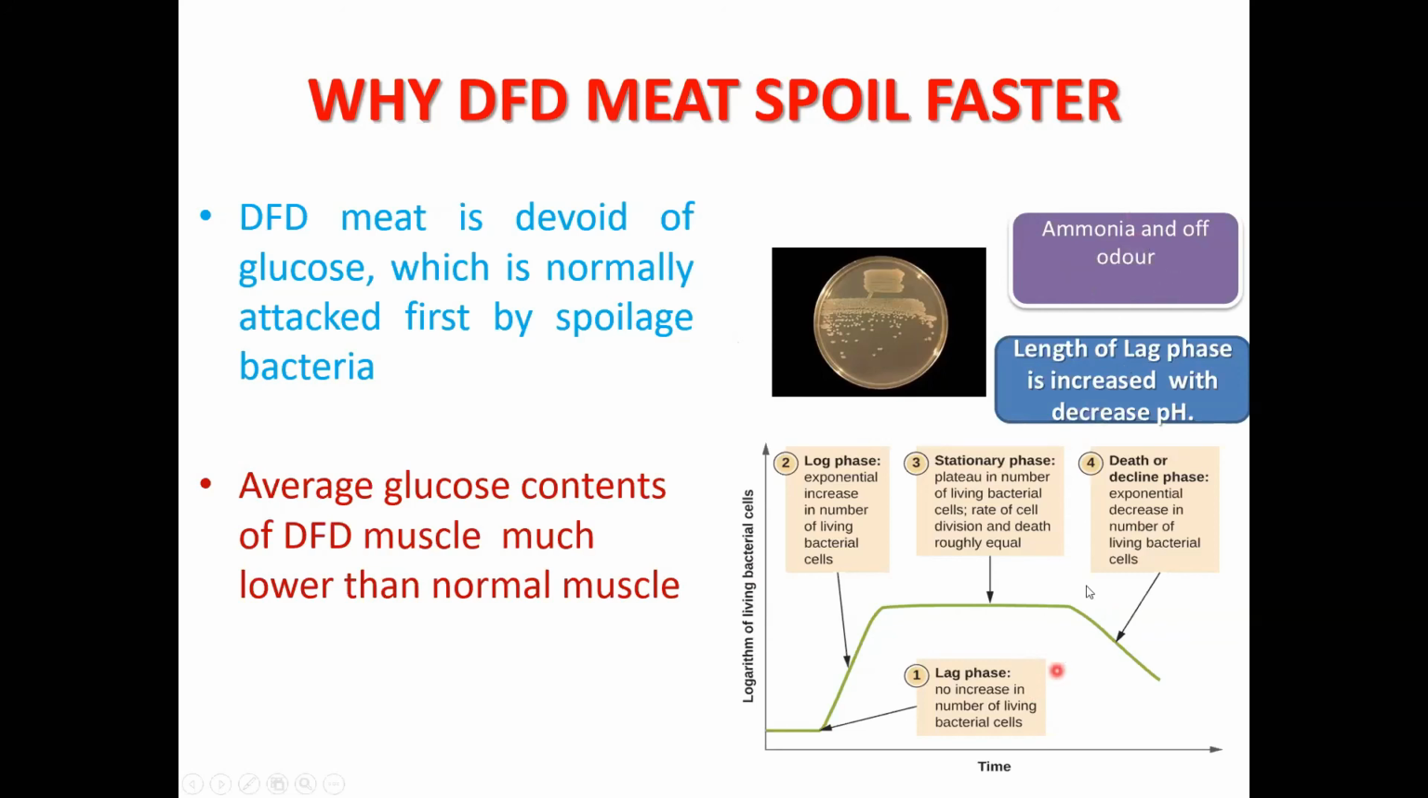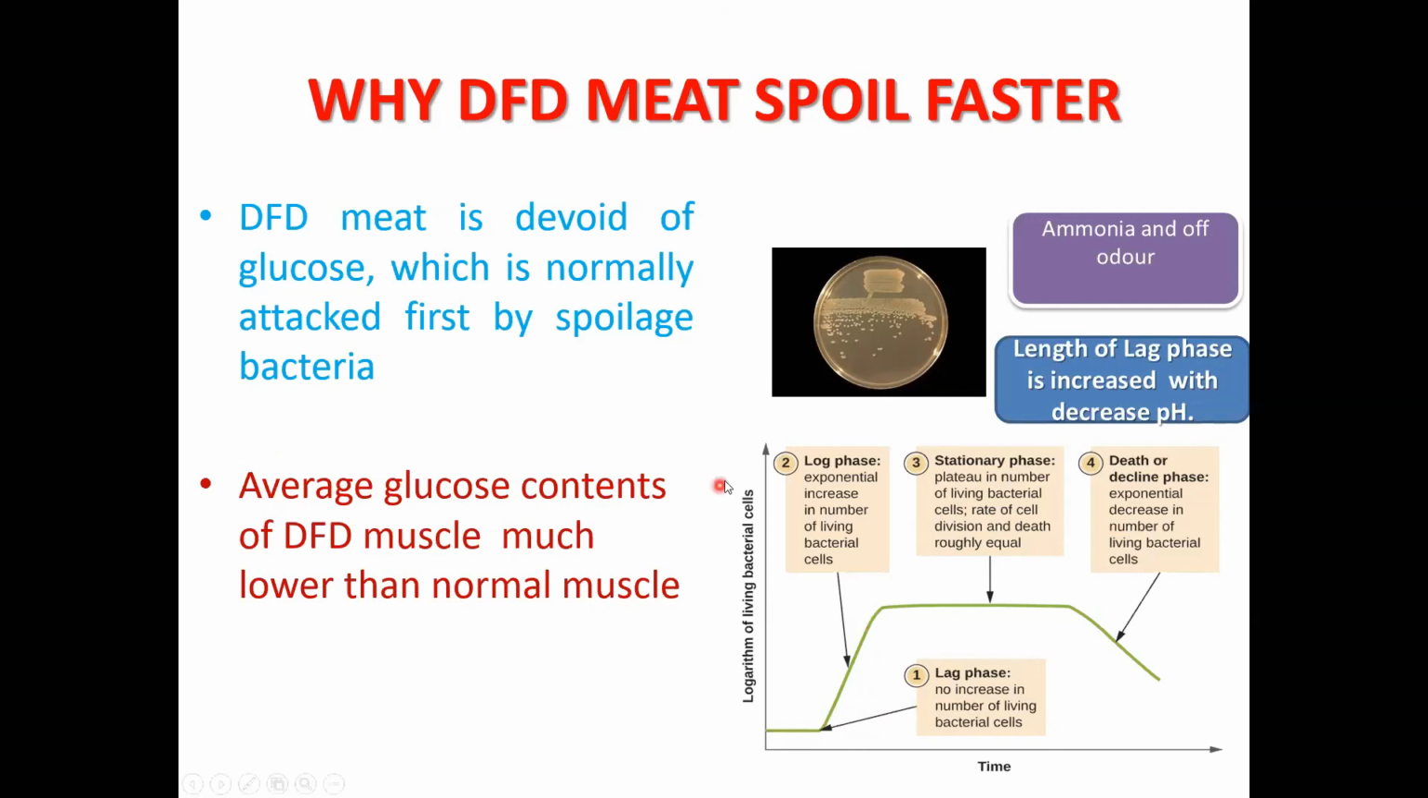Here again it's very interesting to note that the length of the lag phase is increased with decreased pH. When the pH decreases, the lag phase will be increased, so the rate of spoilage will be slowed down. The average glucose content of the DFT muscle is much lower than the normal muscles. So naturally the lag phase will be shorter and the log phase will be very rapid. In the exponential log phase, the bacteria will be multiplying very fast, and that will lead to faster spoilage.